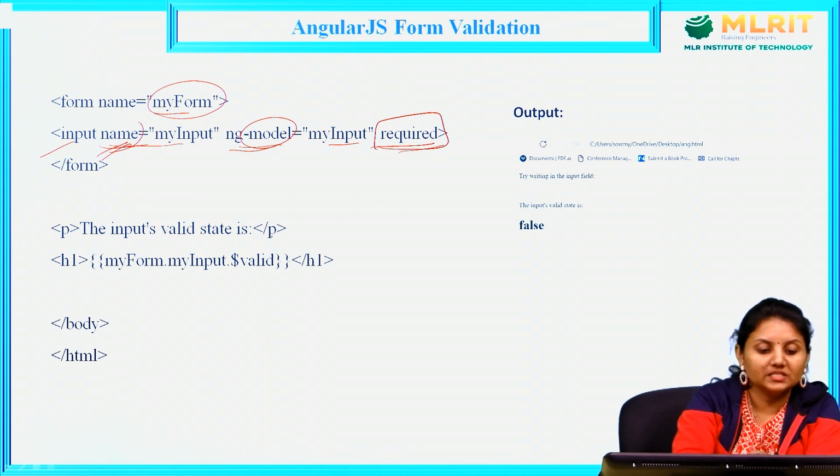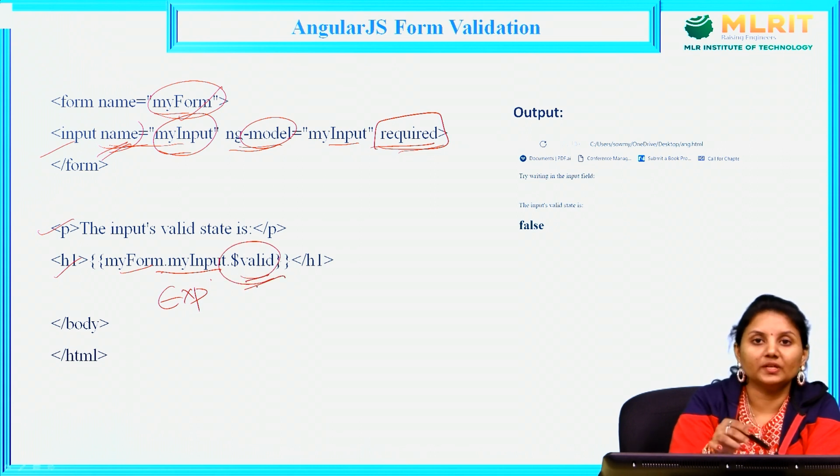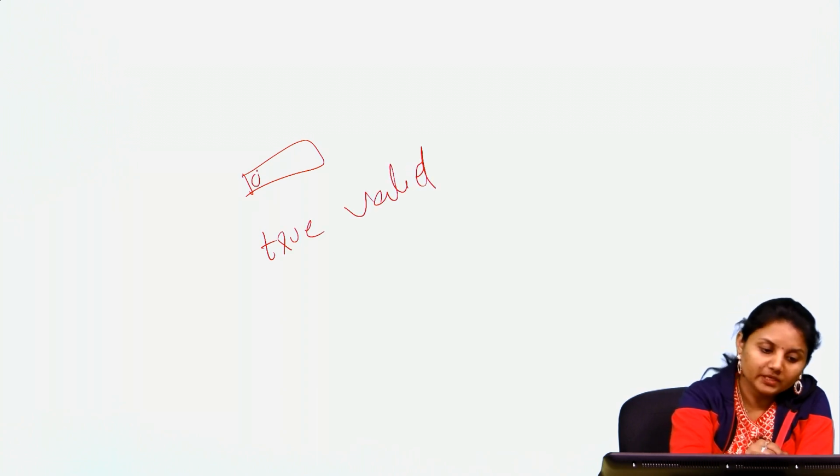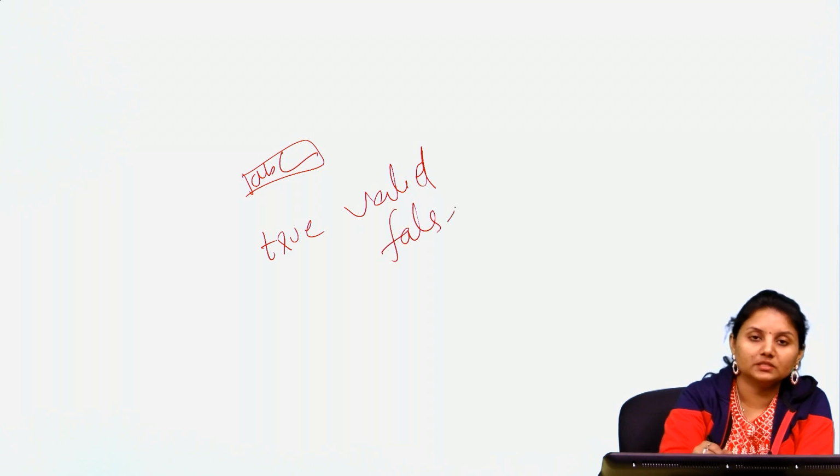The input's valid state is: you are giving some paragraph and this is the expression. What is the expression? myForm, the name of the form, dot myInput. What is myInput? Your input tag. So, that should be valid. $valid means it is checking whether it is valid or not. So, when will it be valid? When you are giving the input. If it is empty, then it is false, not valid. If you are typing something, that means true, valid.